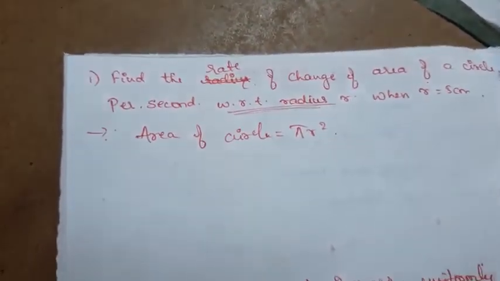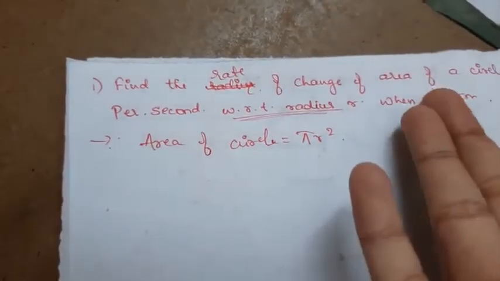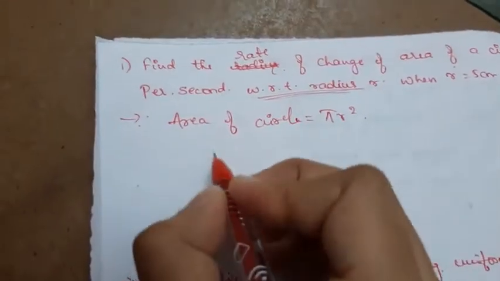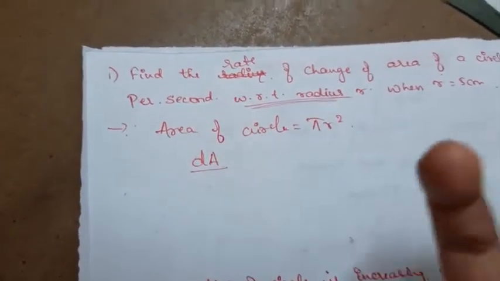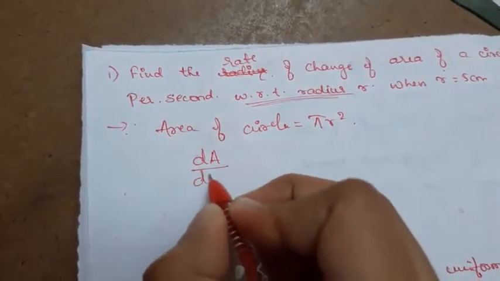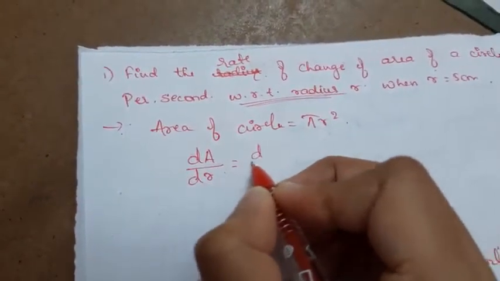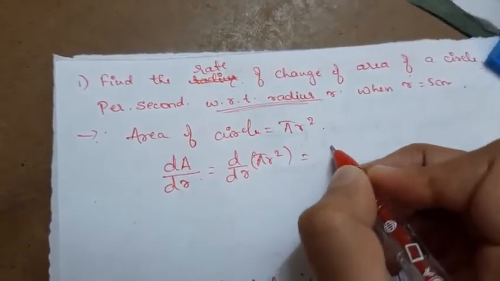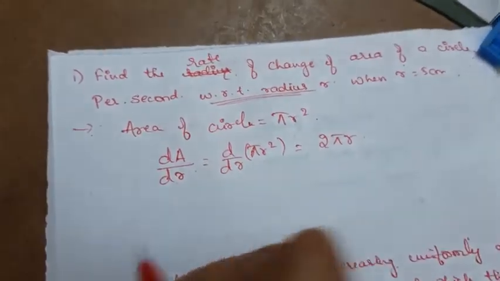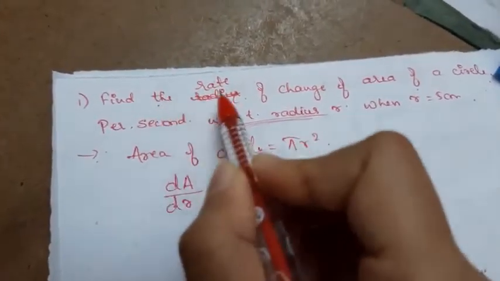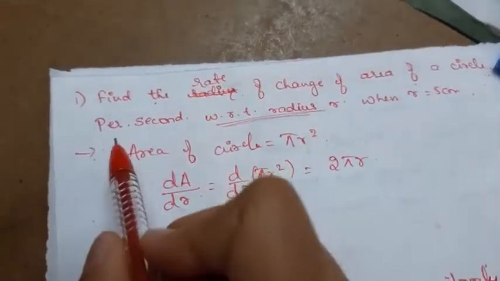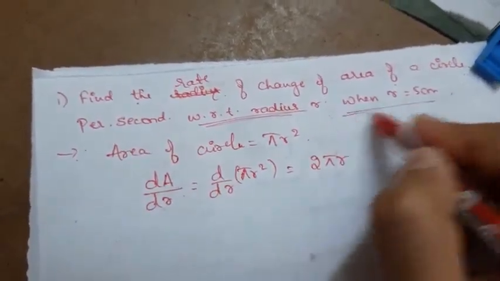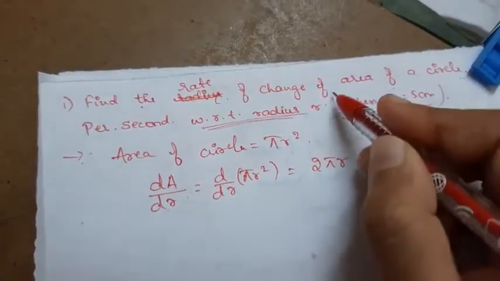So we are going to find the rate of change of an area with respect to which one? With respect to its parameter, that is the radius. So we are going to differentiate the area with respect to radius. What is the differentiation of this one? This is 2 pi r. They have asked to find the rate of change of area of a circle with respect to radius, and they have only given when the radius is equal to 5 centimeters.